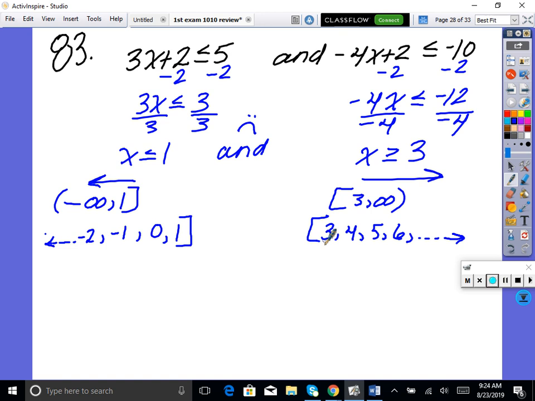Now this one's "and" and it's picky. They've got to overlap. If there really is a solution here, they've got to overlap. Now this one goes from negative infinity up to 1, and then there's a gap of 2, like we're missing 2, and then it starts at 3. So there's no overlap here, so there is no solution.